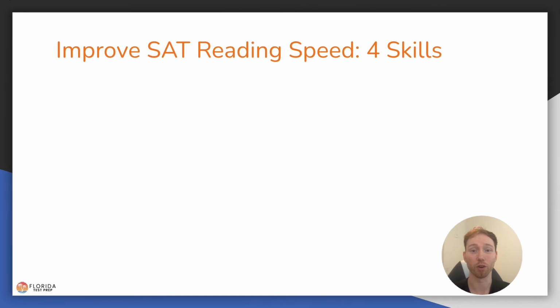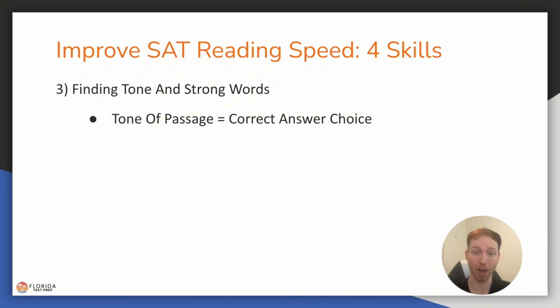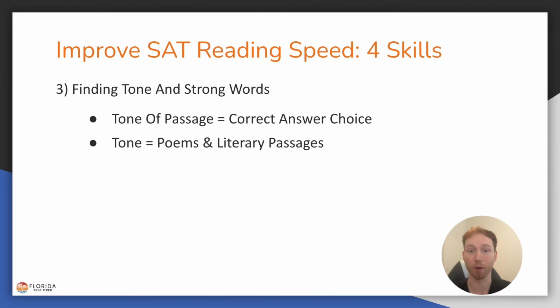The third way to improve your SAT reading speed is by finding tone and strong words in the passage. This is important because the tone of the passage usually matches the correct answer choice. So if the passage is sad, the correct answer choice will be sad. And this helps a lot with poems and literary passages, because a lot of the times understanding the poems logically doesn't help. But if I pick up the tone of the poem, I can match it with the correct tone of the answer choice, and I don't actually have to understand the poem all the way.